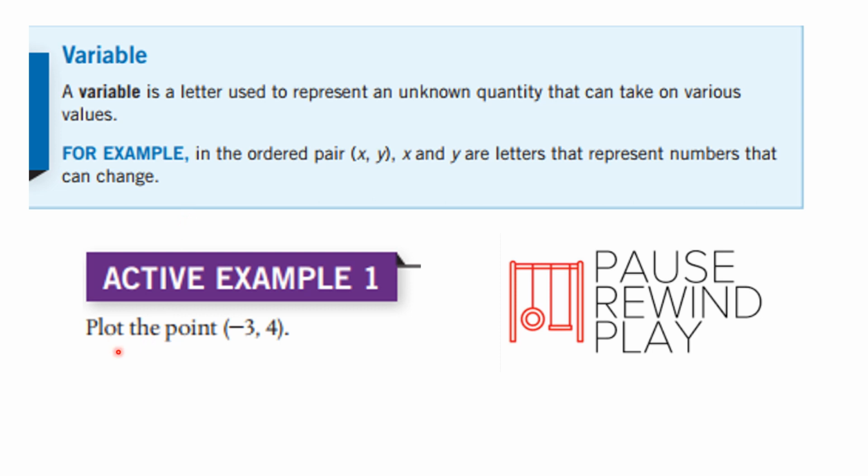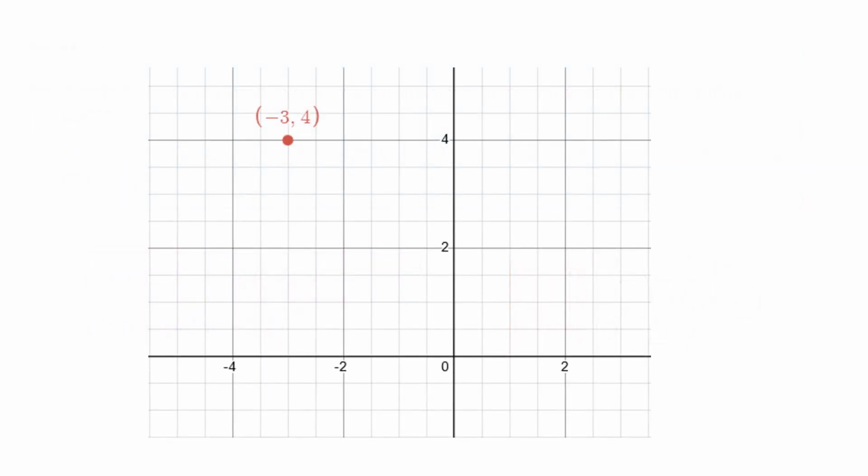So here is an example. I'd like for you to plot the point (-3, 4). So take your time and give it a go. Let's see how you did. So here you start at (0, 0). The x is -3, so we go 3 units this way. And the y is 4, so we go up 4 units. So this is the ordered pair (-3, 4).